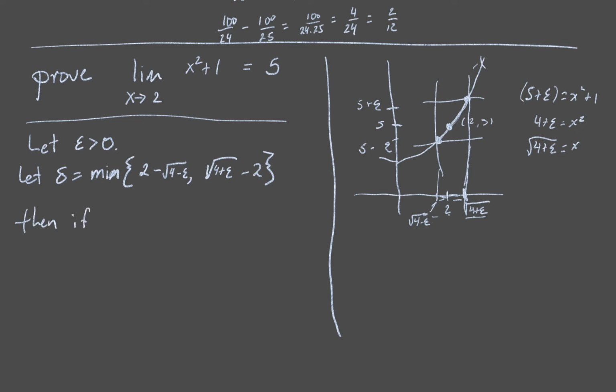Okay, then if x minus 2 is bigger than 0 and less than delta, we get that x squared plus 1 minus 5, in absolute value, is less than epsilon. Okay, so let's just leave it at that.